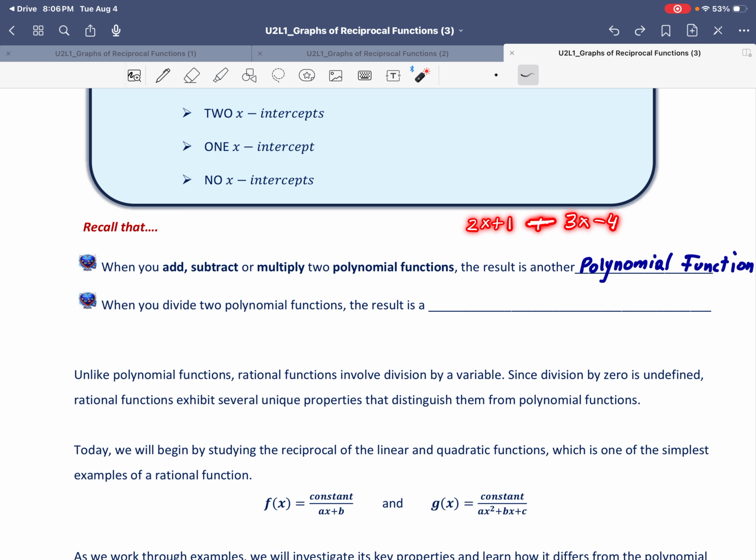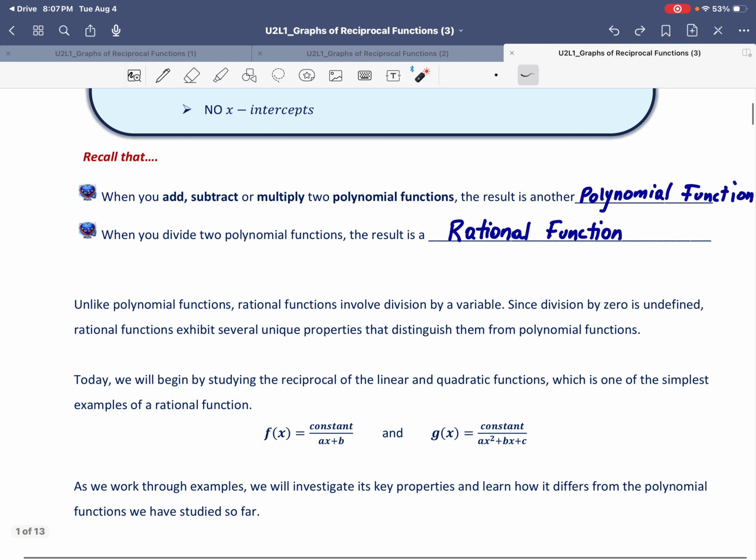If we subtract them, it's the same idea. We get another polynomial function of the same degree. And if we multiply them, we get another polynomial function of second degree. However, if we divided these two functions, we won't get a polynomial function anymore, but we will get what we call a rational function. Now, unlike polynomial functions, rational functions will have a variable in the denominator.